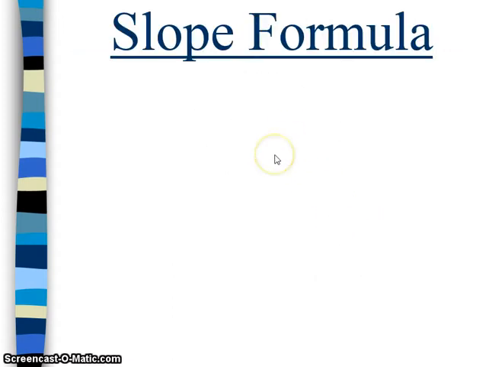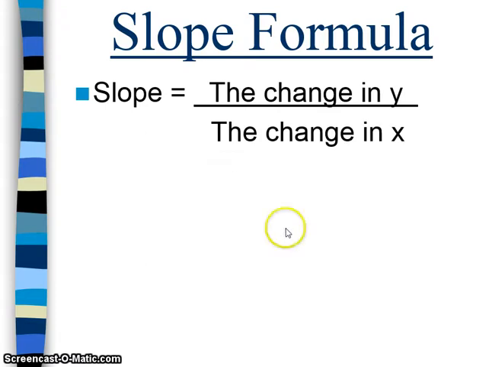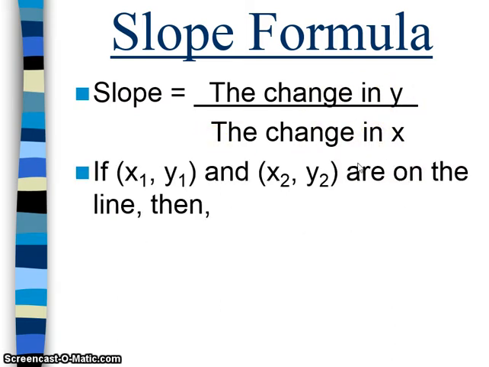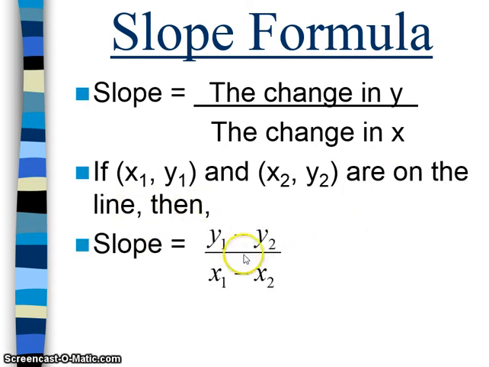Now let's talk specifically about the slope formula. Remember, slope is a change in y over the change in x. How much the dependent variable changes when the independent variable changes. So here's what the slope formula says. Remember, we have to know 2 points to use the slope formula. So if we know 2 points, a first set of points and a second set of points, and they are on the line, then if you subtract the y values and you subtract the x values, you can get slope.